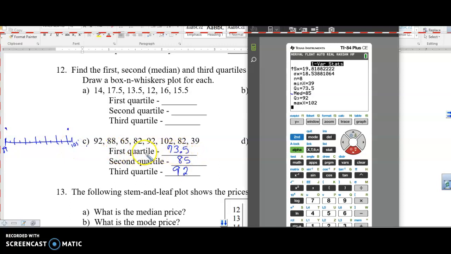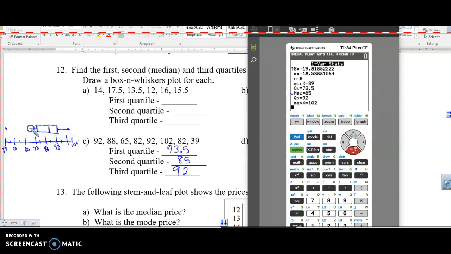Our first quartile, our first side of the box, is at 73.5. So if that's about 40, this is 50, 60, 73.5. Okay, so about here somewhere. All right, and then if our second quartile is at 85, then this is going to be 80. So our second part of our box is there. And then the third quartile is at 92. So if this is 90, then it's going to be about right there. Okay, so there's our box.